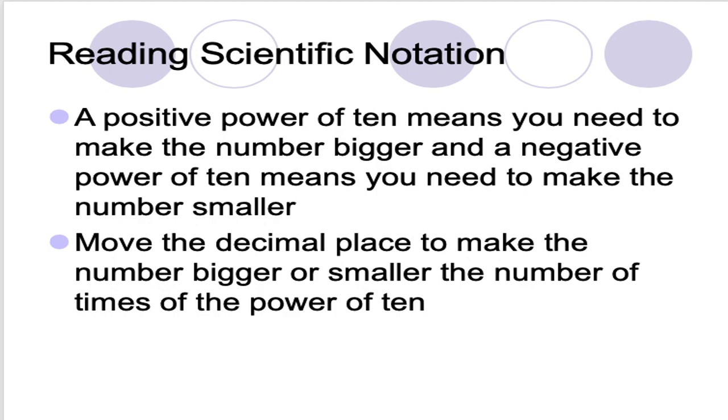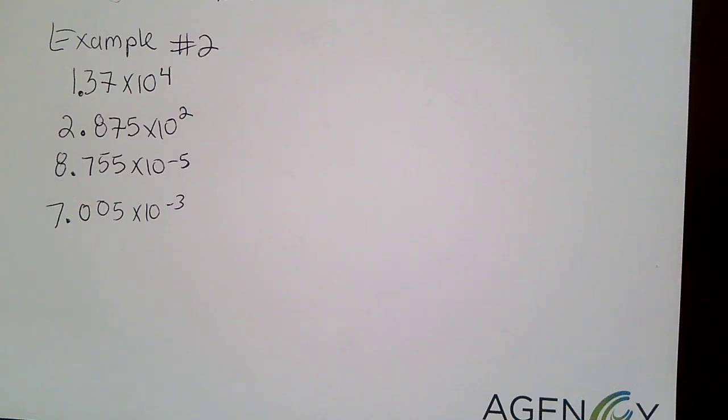Now, if you see a negative exponent, that means that you're always going to move your decimal to the left. So be careful with that. Positive and negative don't move in the same way. So how would we take these?